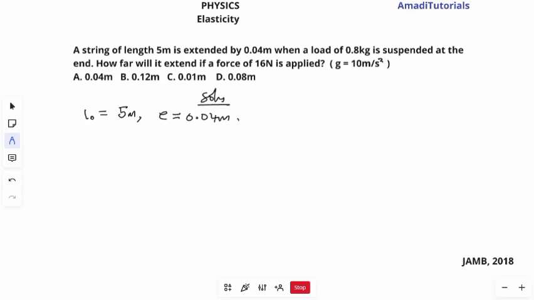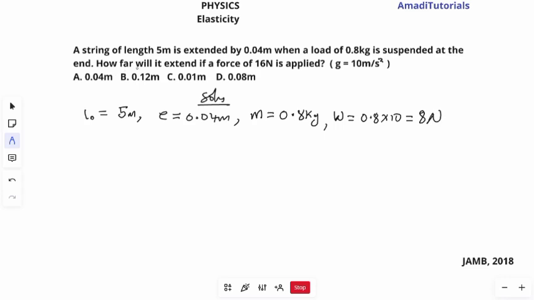When a load, in this case represented in terms of mass, 0.8 kg, in which if you want to turn it to weight, it means that the weight of that load will be what? 0.8 times 10. Weight is mass times acceleration due to gravity, and acceleration due to gravity here is 10 meter per second squared. So if you multiply that, you have 8 Newton.